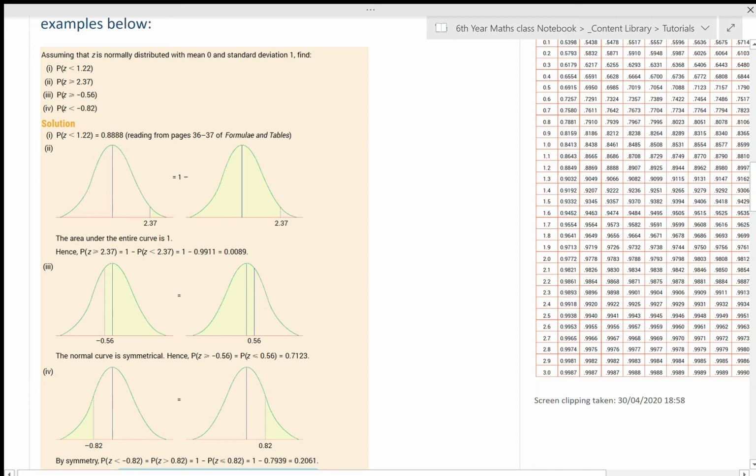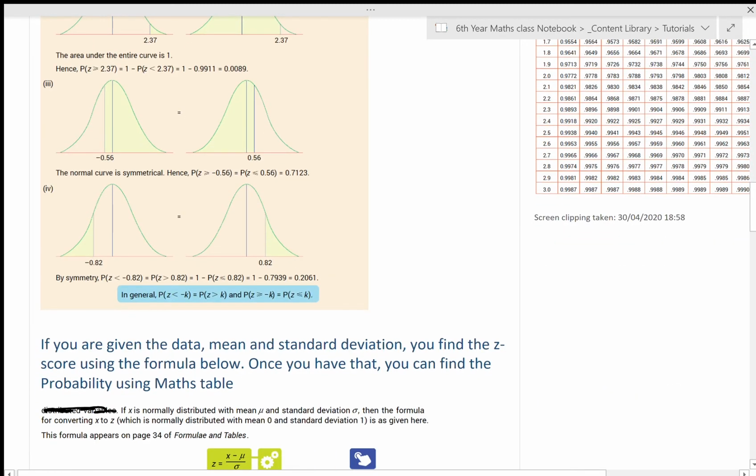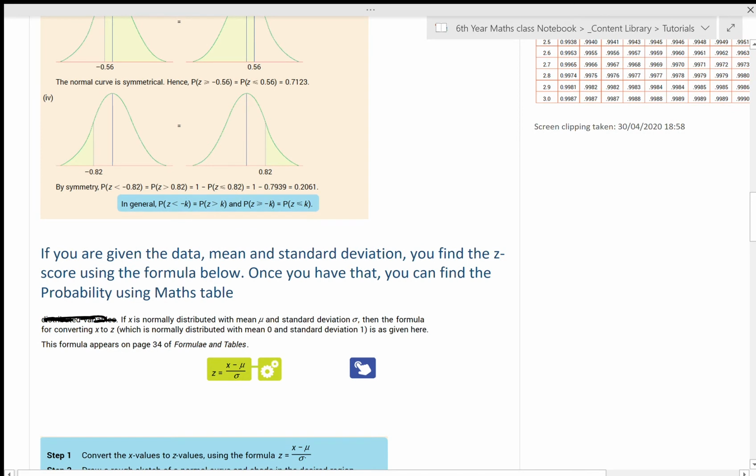So what we do is a quick sketch of 0.56, and we say, okay, if it's greater than minus 0.56, that's the equivalent of everybody below the positive 0.56. And so you just go find that in your tables, and that's the exact same amount of data, or amount of people, depending on the context. You can see the table over here on the right hand side, and we'll go through an example of how to use that table. In general, P(z less than minus a) is equal to P(z greater than a).